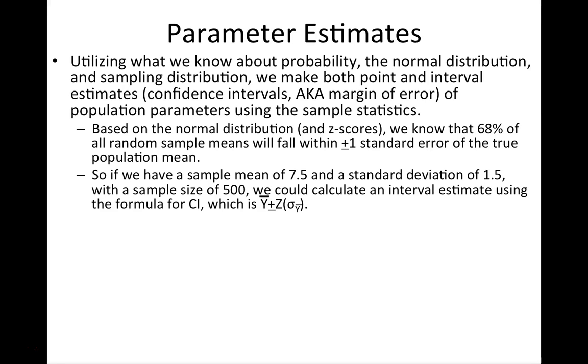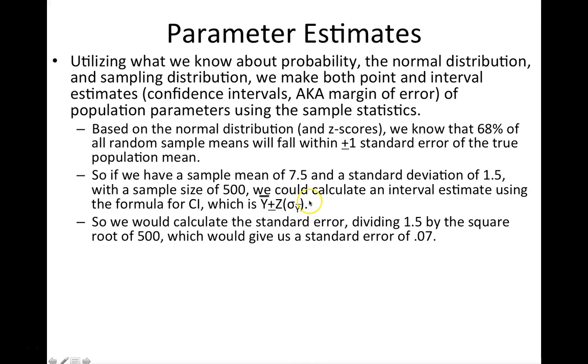So on average in this sample, people worked 7.5 hours per day, and there was a standard deviation of 1.5. This was from a sample size of 500 people. So we could then calculate an interval estimate, or a confidence interval, using the formula for confidence intervals, which is the individual score plus or minus the z-score multiplied by the standard error of that score.